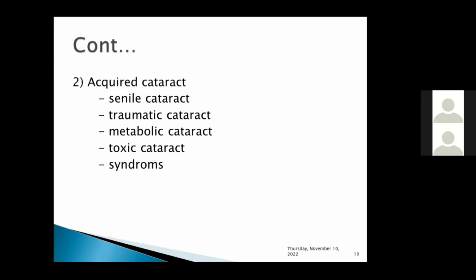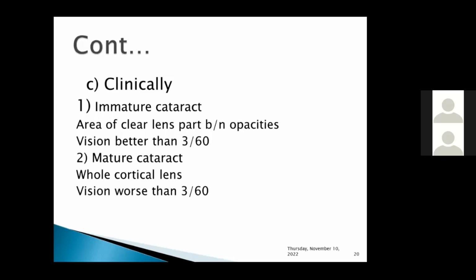Acquired cataracts could be senile, which means related to aging, traumatic, metabolic, for instance in diabetic patients, or toxic, like we mentioned earlier, with the use of steroids and other drugs. Others are associated with syndromes; for instance, patients with Down syndrome have a higher risk of developing cataract than others. Clinically, it could be immature, mature, hypermature, or Morgagnian type. The importance is whether the vision has reduced to blindness or visual impairment.